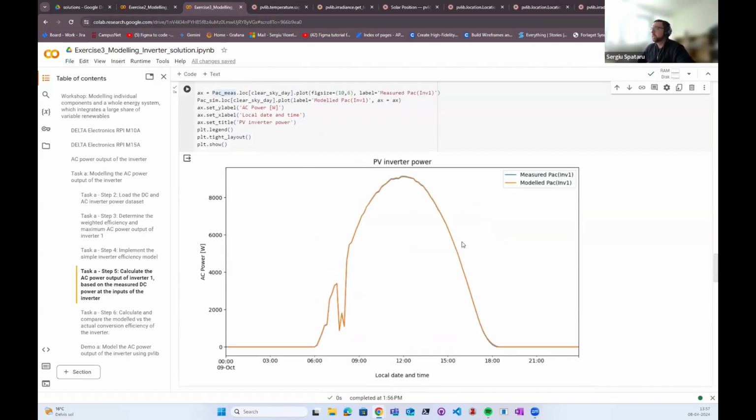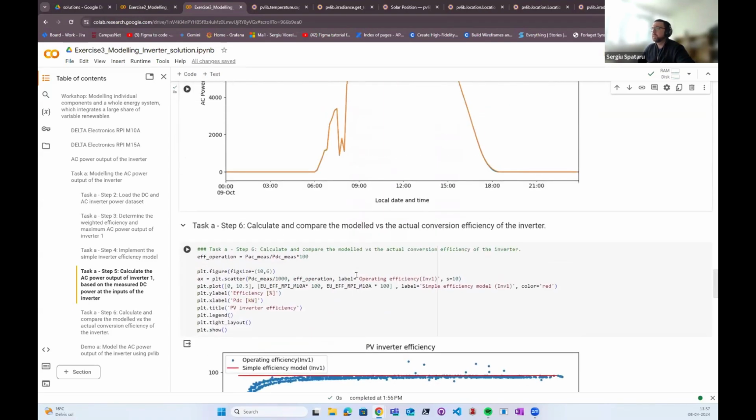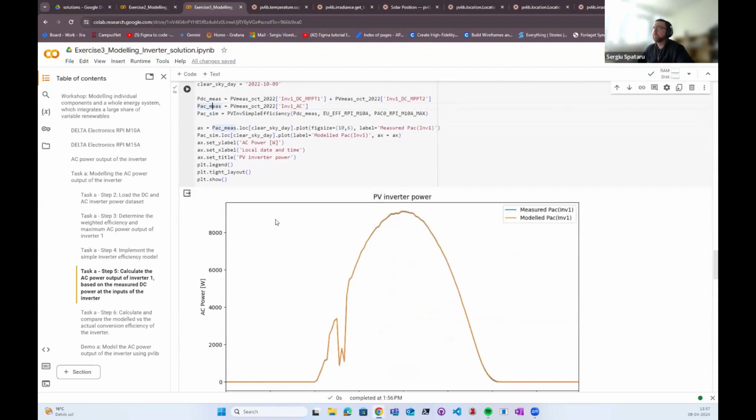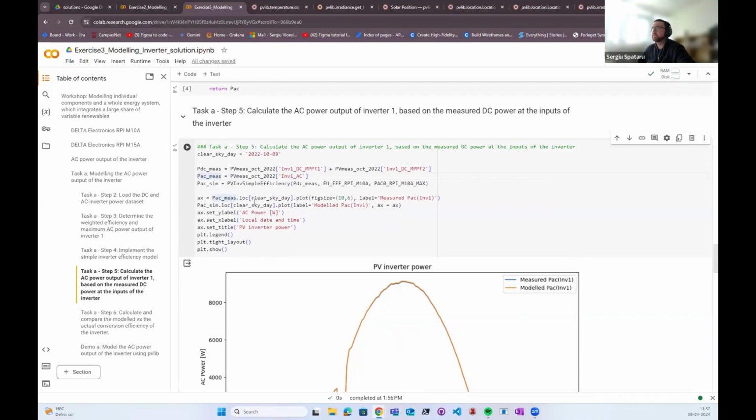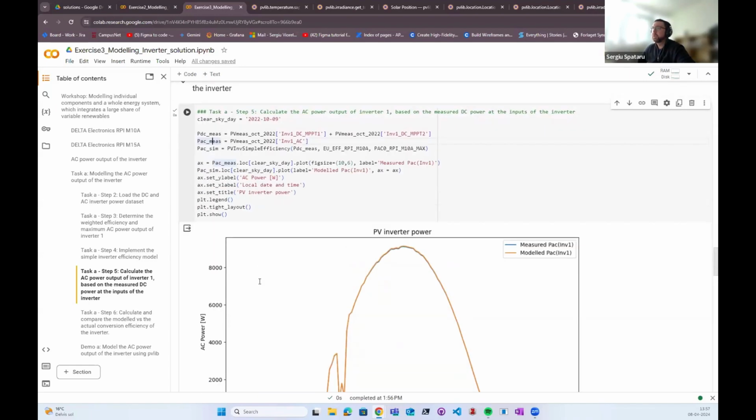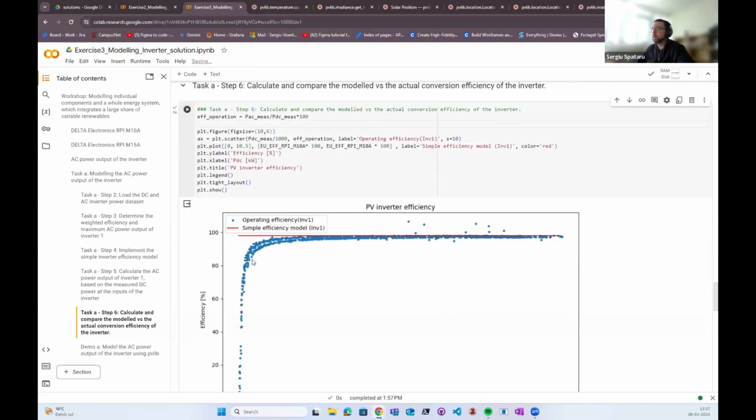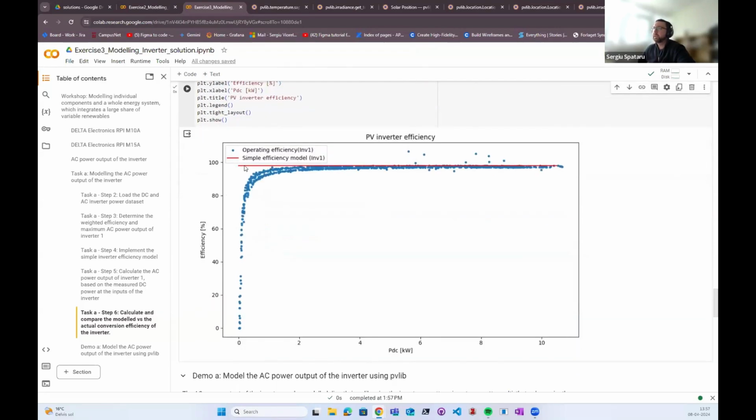So let's see in terms of efficiency, what is the difference between the actual efficiency of the inverter and the model efficiency. In this case, we assume a constant efficiency of 98%, whereas the actual operation efficiency we can calculate by dividing the output power with the input power. So if we do that and we plot, in blue would be the actual operating efficiency of the inverter, and in red is the assumed efficiency of our model. We can see that for most of the operating range, they coincide very well.